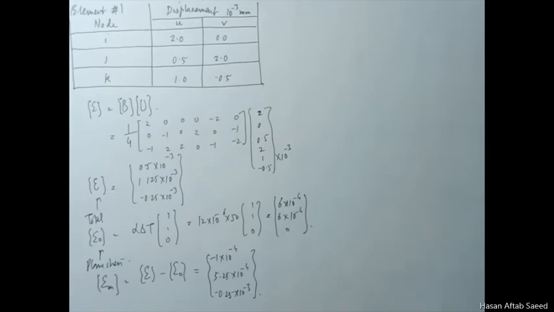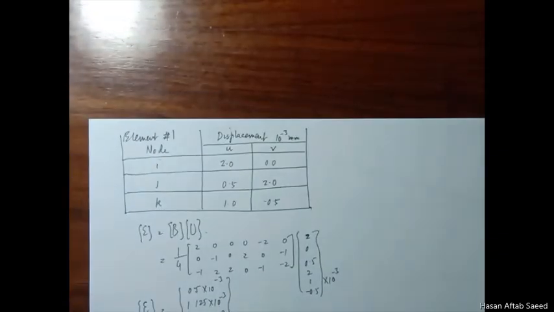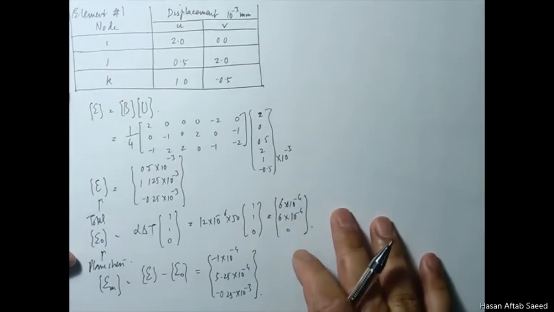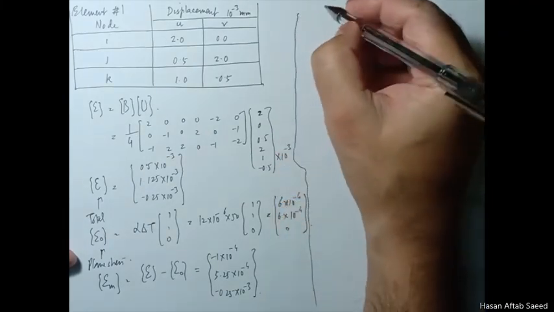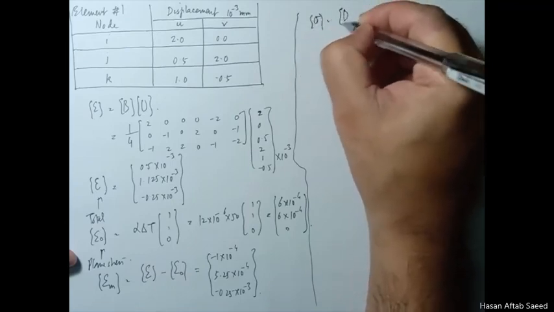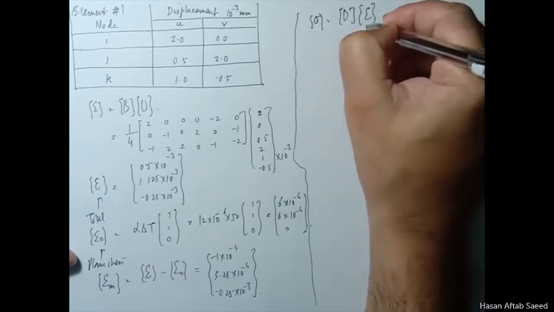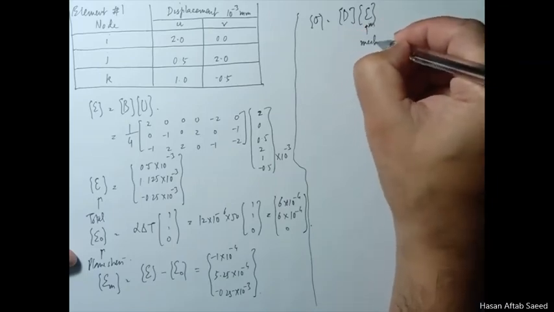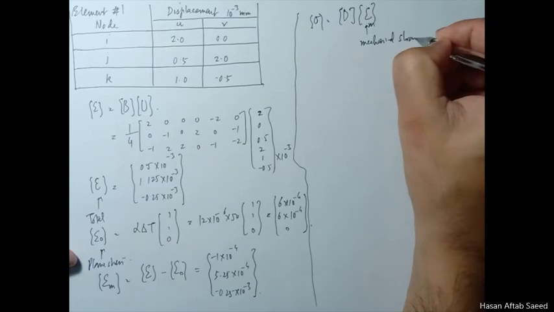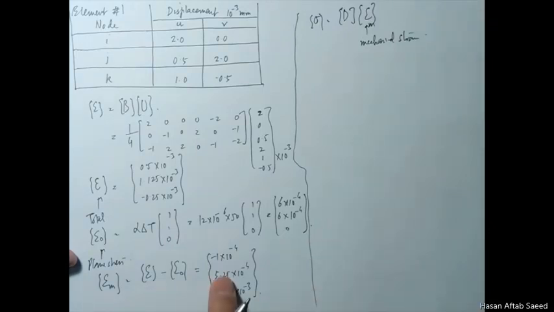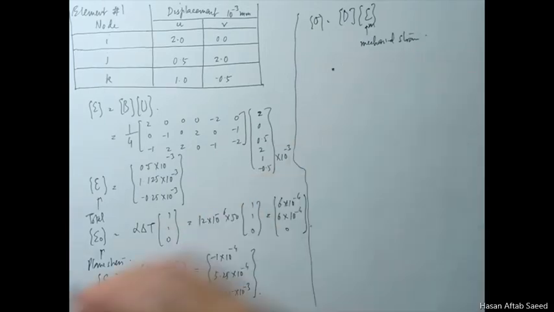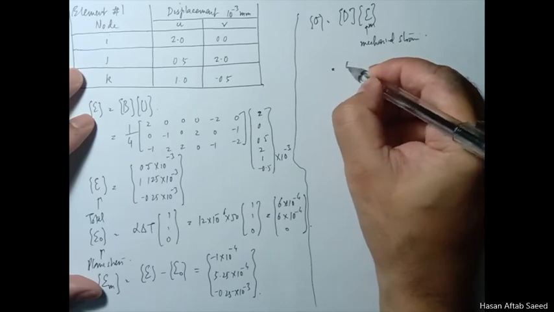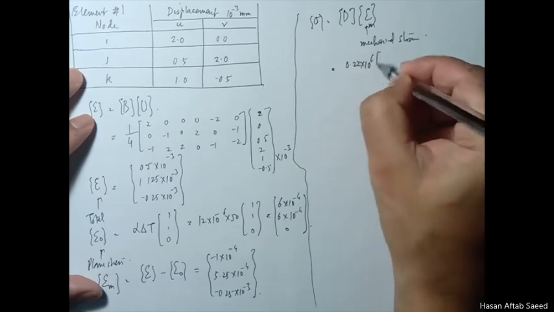Once we have reached this stage, the last step is very simple. The last step is calculation of stresses. The stress vector is nothing but D times the mechanical strain. This one, not this one. So if we again refer to our original values of the D matrix, that will remain the same.